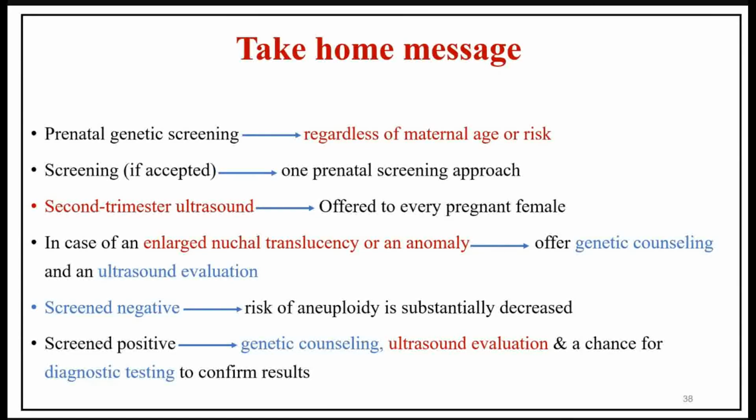In case of an abnormal first trimester ultrasound, as in enlarged nuchal translucency, or an abnormal second trimester anomaly scan, these are offered genetic counseling and an ultrasound evaluation. Afterwards, if the patient screens negative, the patient is told that the risk of aneuploidy has substantially decreased, but if the patient wants to be sure, she has to undergo invasive testing.